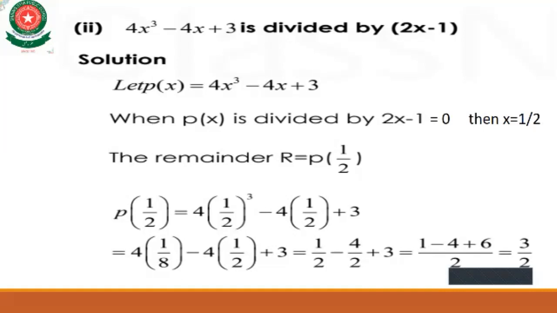In 4 by 8, the numerator and denominator, the fraction will cut. 4 ones are 4, 4 twos are 8. And then 4 ones are 4, 4 by 2 plus 3. That is 1 by 2 minus 4 by 2 plus 3. Taking LCM, 2 is the LCM, then 1 minus 4 plus 3 twos are 6.